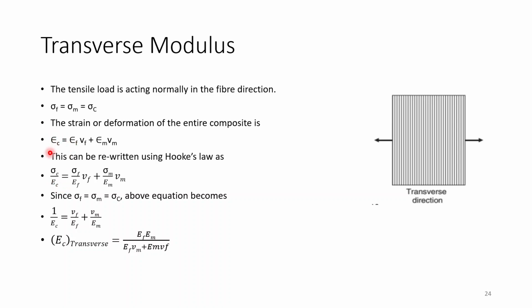So strain can be equal to sigma upon E. So you just put these values here for strain and you will find this equation. Now we know sigma F equals sigma M equals sigma C. So this will become 1 upon EC equals VF upon capital EF plus VM upon capital EM. Here EC transverse will be equal to EF EM divided by EF VM plus EM VF.